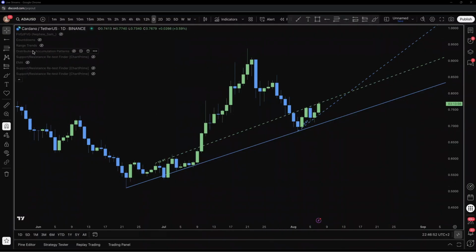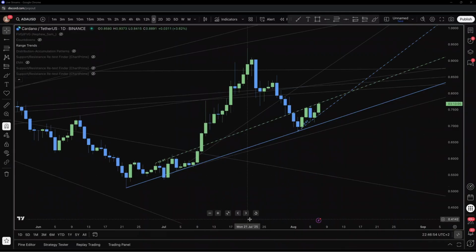Would you say that they lose strength? Is that a fair estimation? I don't know. It's hard to say.